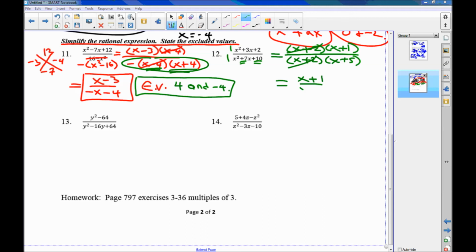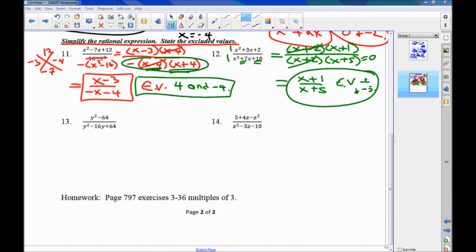And our simplified version is x plus 1 over x plus 5. Remember, we cannot cross out the x's here because these are binomials, and binomials will only cancel with other binomials. So x plus 1 could only cancel with another x plus 1. Okay. We do have excluded values, so look at our denominator and think of it as set to 0, and you would see that negative 2 won't work, and negative 5 won't work. All right.